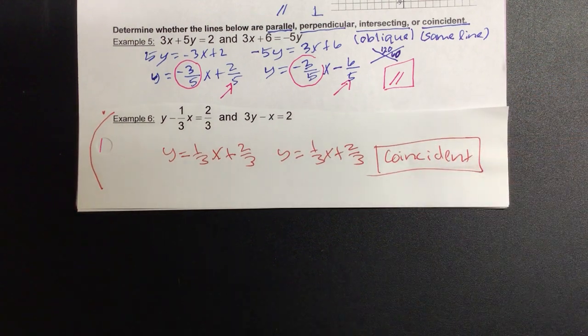Okay, here's number 6, check. And then go on to number 7 with the partner.